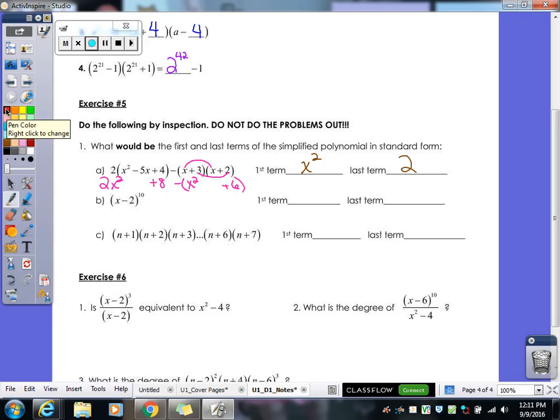For B, I could sit here and write that out 10 times and multiply, but we don't need to do that. Our first term will always be whatever this is to that exponent. So our first term would be x to the 10th there. Our last term would always be the last term in the parentheses to that exponent. Which again, we could sit here and do that in the calculator, but that's a ridiculously large number, so we're not going to right now.